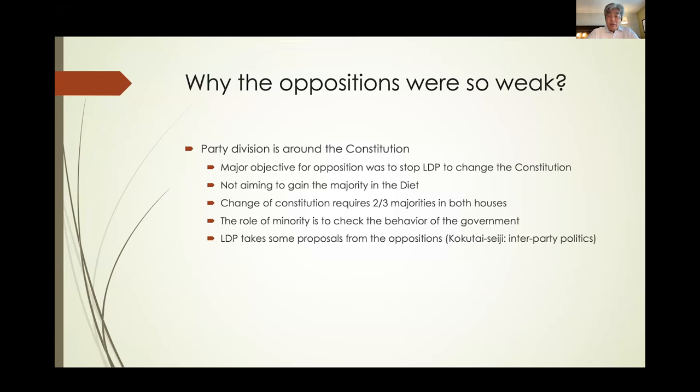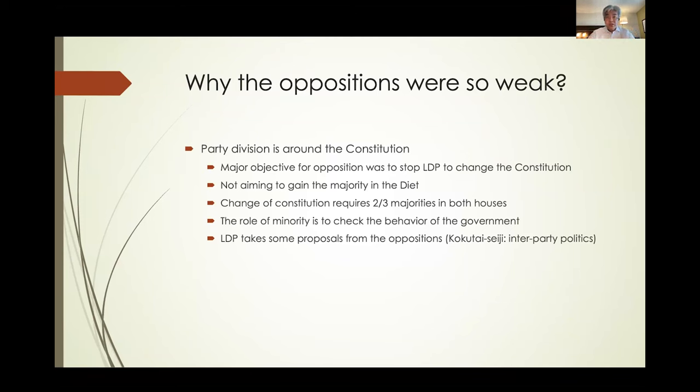And somehow it changed because of the change of the electoral system in 2009. From 2009 to 2012, the DPJ governed, which was the first substantial change of government in the history of Japan after World War II. But this was possible because of the failure of the LDP to deliver what people wanted.